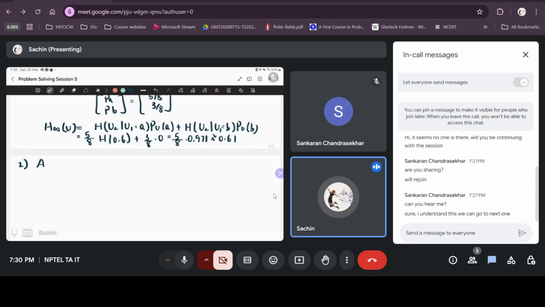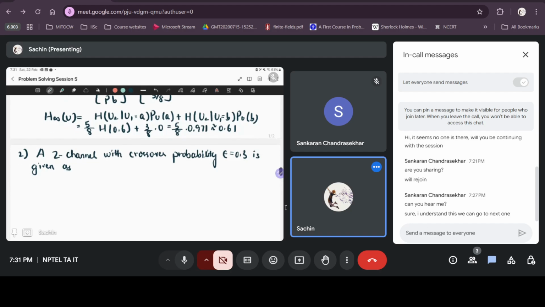Question 2 is: a Z channel with crossover probability epsilon equals 0.3 is given as follows. 0 goes to 0 with probability 1, 1 goes to 0 with probability epsilon, and 1 goes to 1 with probability 1 minus epsilon. That's a Z channel.